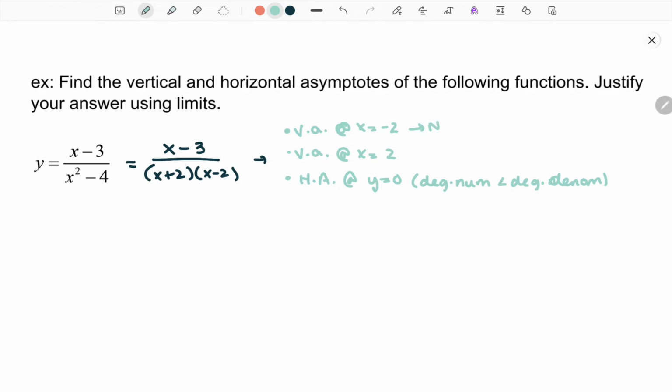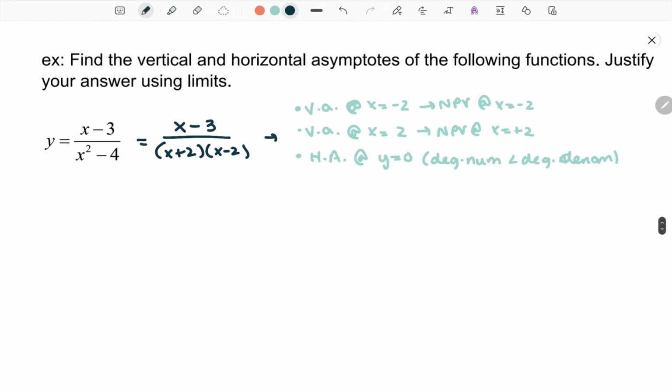And these are from my NPVs. I have an NPV at x equals negative 2. I also have an NPV at x equals positive 2. And neither of those are factors that are canceling out. All right. I also know that I have an x-intercept at positive 3, but that's not helping us here at all. So now I'm going to use limits to tell you why all these things are true.